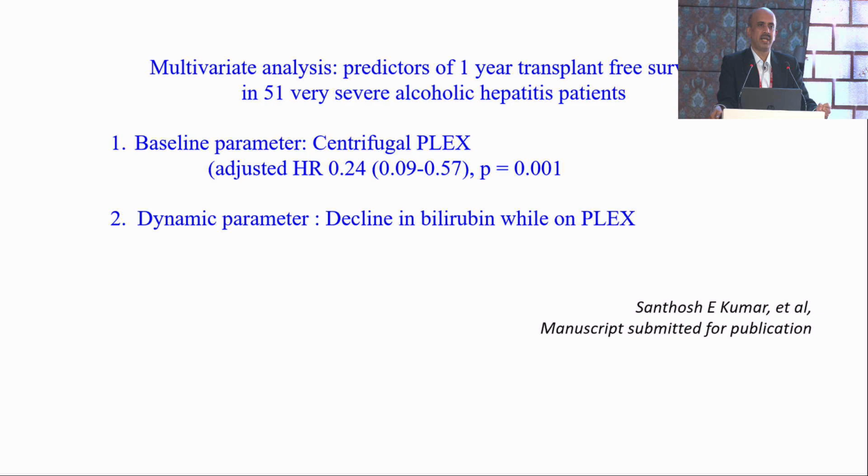When we did a multivariate analysis of predictors of 1-year transplant-free survival from our data set in 51 of these patients, we could show that if we were to use centrifugal type of plasma exchange, as well as if there was a decline in bilirubin while on plasma exchange, that could predict 1-year survival.